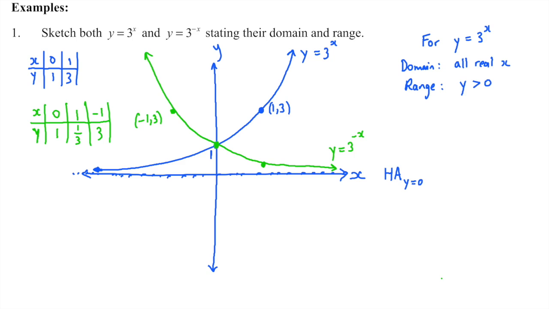And that's y equals 3 to the power of minus x. It also has a horizontal asymptote of y equals 0. For y equals 3 to the power of minus x, the domain is also all real x, and the range is also y greater than 0. Same domain and range as y equals 3 to the power of positive x.